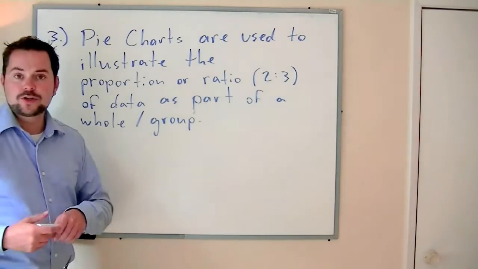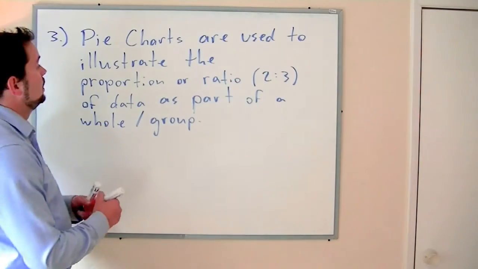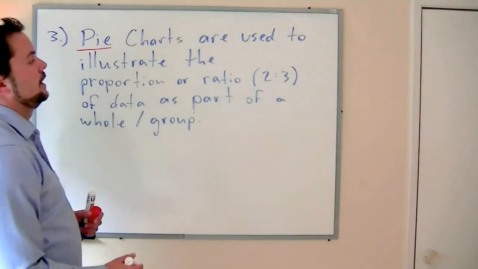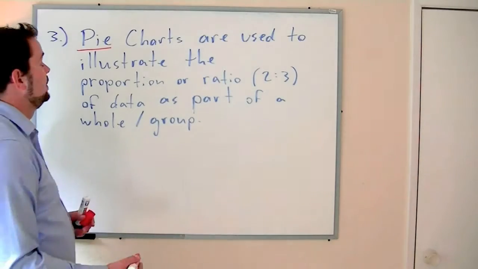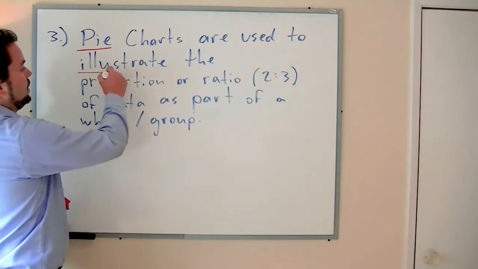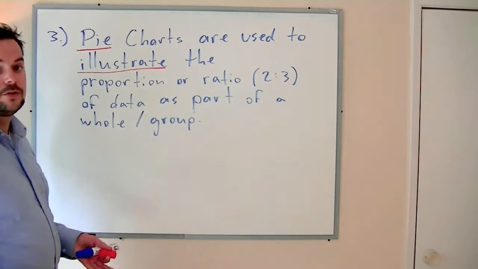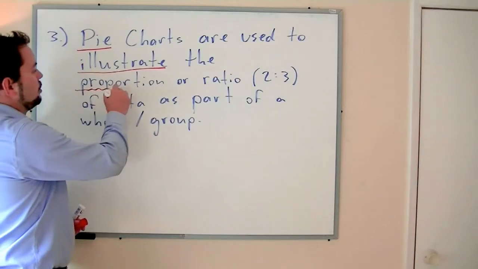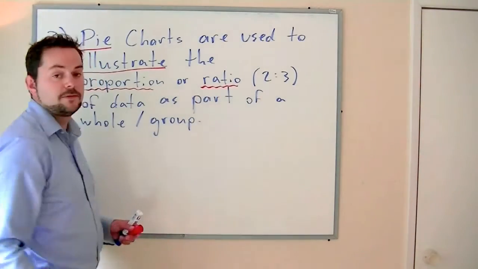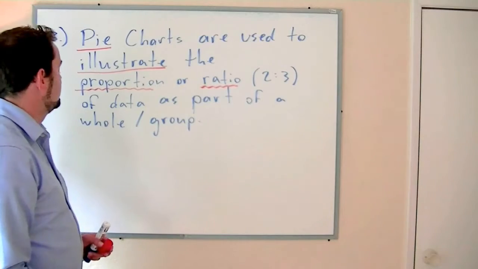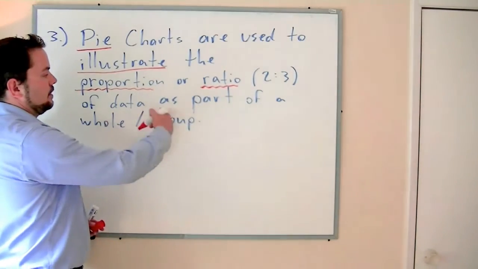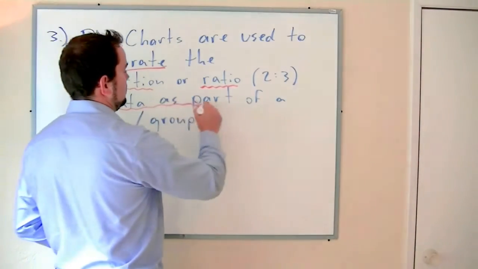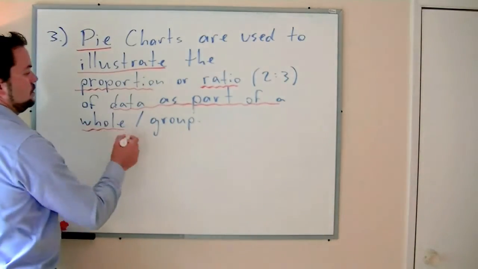Again, some important words to remember here: make sure you use the word pie charts when you have a pie chart or a pie graph, and pay attention to the word illustrate. It means the same as to show or depict, represent. The word proportion, ratio, can be useful when writing a paragraph about pie charts. The whole expression here, data as part of a whole, can also be used.